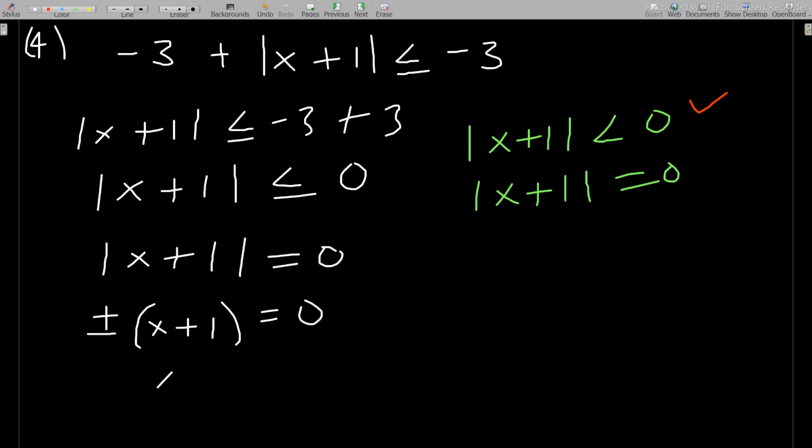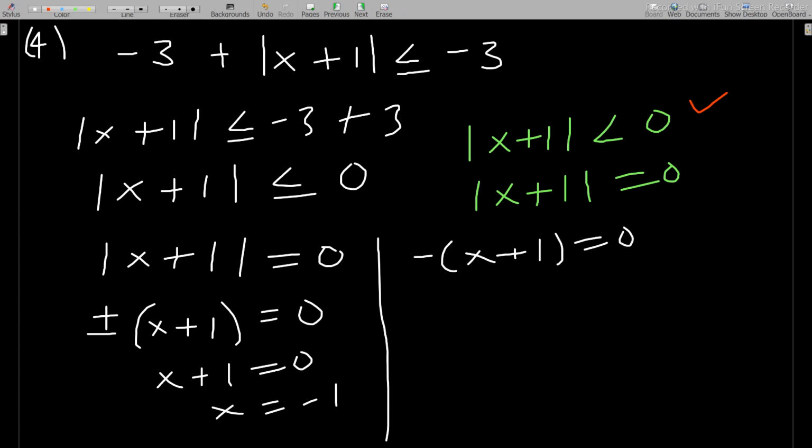Now you solve the positive aspect first. x plus 1 equals 0 means x equals negative 1. Then you can also take the other one: minus times x plus 1 equals 0. Whatever you do, you divide through by negative 1, and you get x plus 1 equals 0, and you get x equals negative 1.